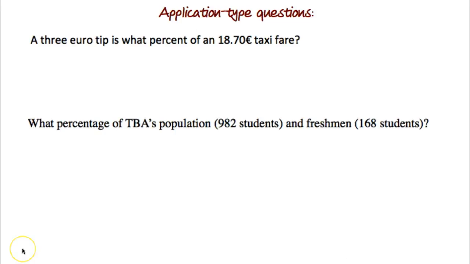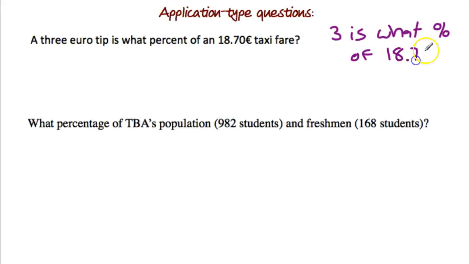Did you ask me for some word problems? Well, you got it. So this says a €3 tip is what percent of an 1870 euro taxi fare? So we just need to set this up like we would the problems we just did. So a €3 tip is what percent of an 1870 euro taxi fare? So we can just write 3 is what percent of 1870, right? That's what this said, but I just condensed it into the shorter version. So if I set that up, remember I have percent over 100 equals is over of.